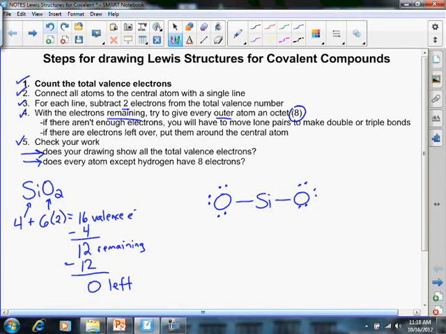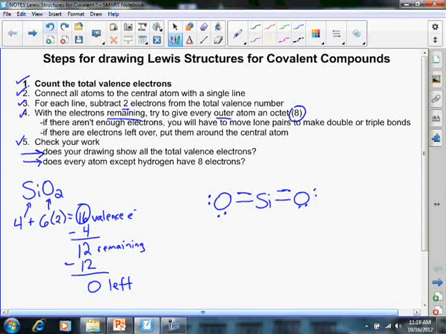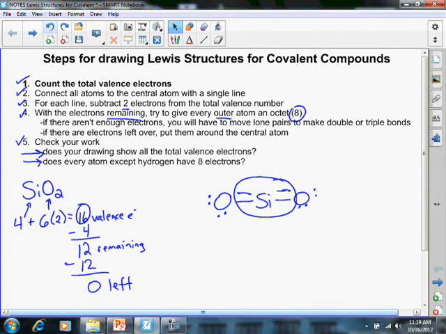We have to work with the electrons we have. So what we have to do is take some electrons that were lone electrons on oxygen, and move them into a shared position right here. Right? And then we have to take these lone electrons and move them into a shared position right there, for a total of 16 electrons still. And then our silicon is still surrounded by 8 electrons right there.